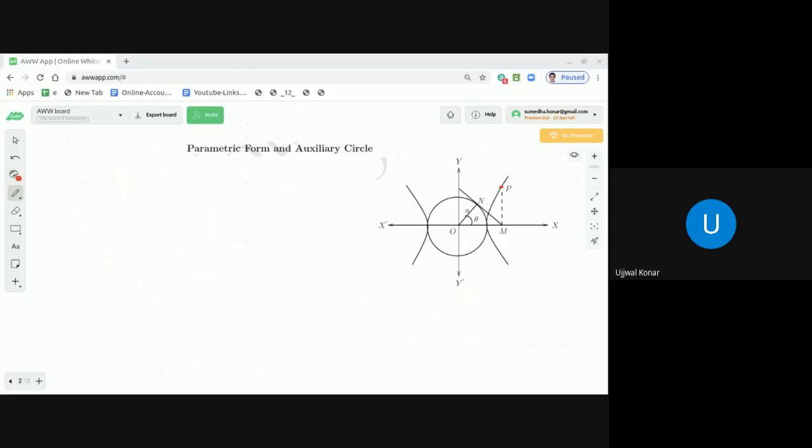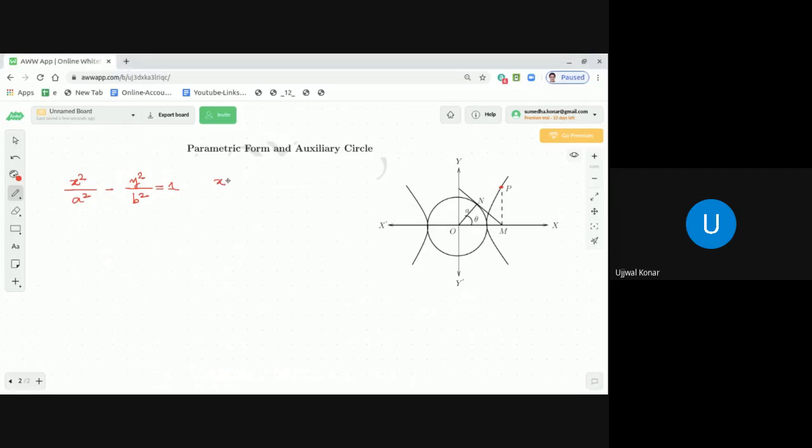Okay, and how we can find this is that if you look into the standard equation of a hyperbola, x square by a square minus y square by b square equal to 1, think about how you can replace x and y in terms of theta so that this equation is satisfied. And if you think, you will get something like this: x is equal to a sec theta and y is equal to b tan theta.